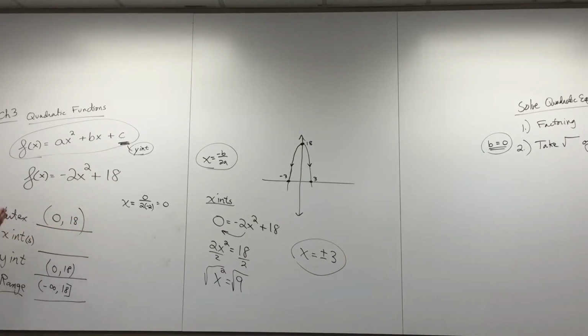Oh, when I write the answer, what should I write over here? I should fill in my answer. One of them is negative 3, 0. What's the other one? 3, 0. You with me? I mean, that's how you write it.